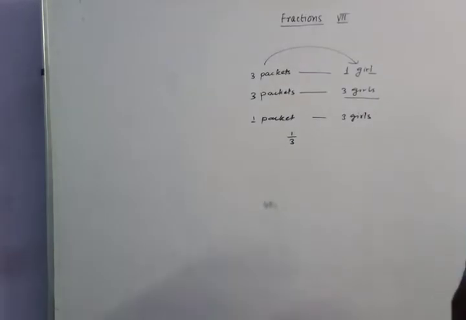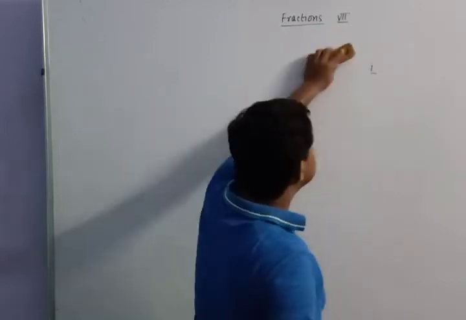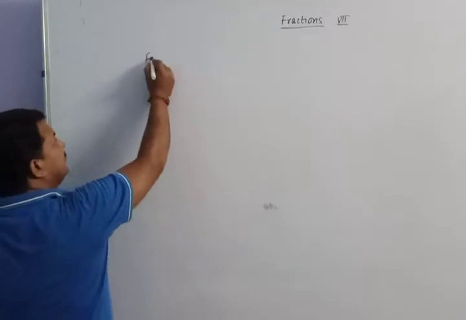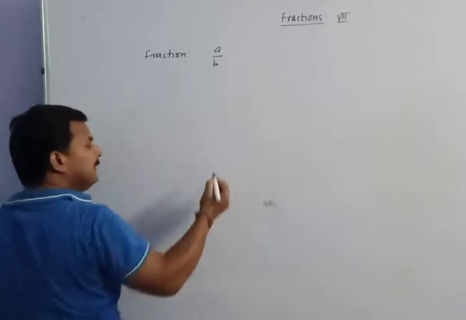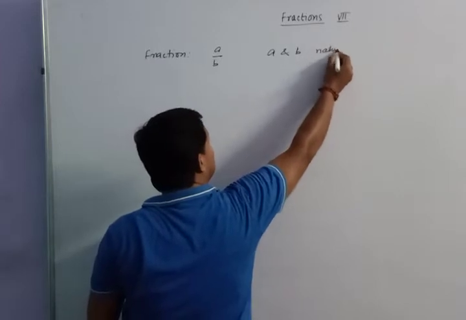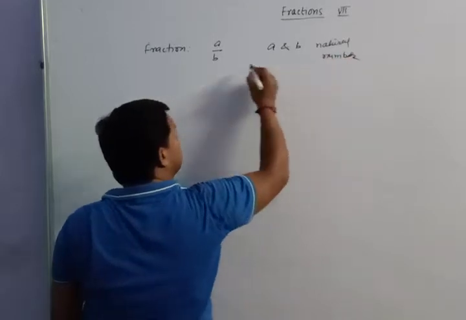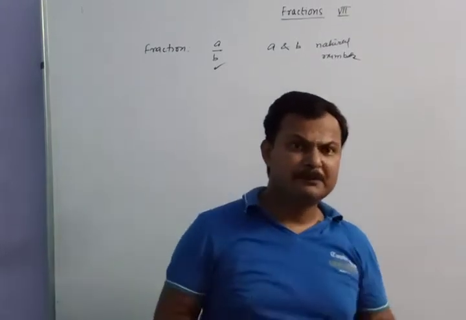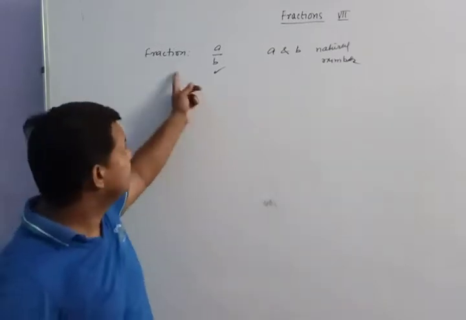A number which is written in the form of a upon b, where a and b both are natural numbers, is said to be a fraction. The number which is written in the form of a by b, where a and b both are natural numbers, it is called a fraction.